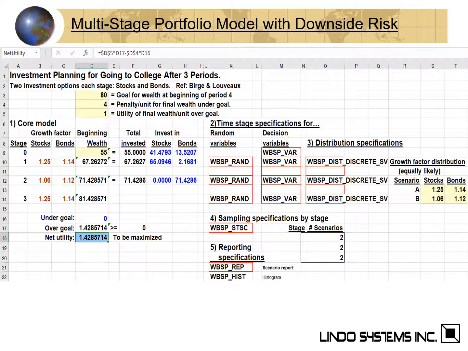We'd certainly like to achieve the target of 80,000, and if we can go over it, that would be good too. And if we don't achieve it, we'd certainly like to get closer to it rather than farther away. So if you look down at row 18, we have this thing called net utility, and if you look at the expression up at the very top row, we're essentially taking 4 times the amount by which we fall short, subtracted from 1 times the total wealth that we gain. So that's the problem. How much should we allocate to stocks and bonds each period?